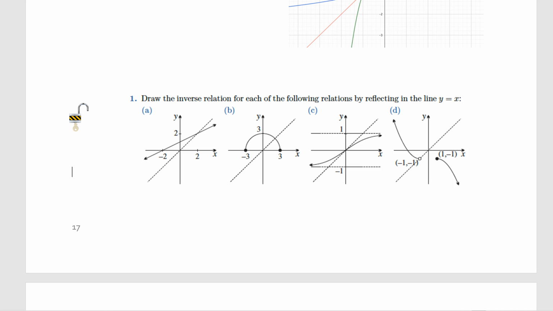Let's have a look at some of these examples. I'll be selective given my limited drawing ability. So if we want the inverse relation for these relations below by reflecting in that line, the first one I think I can cope with. That will go something like that.